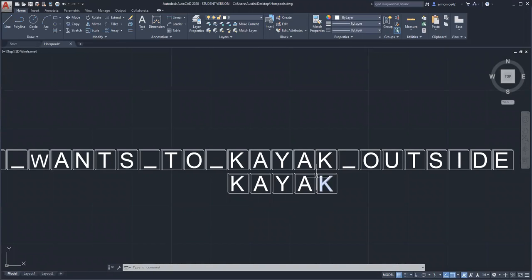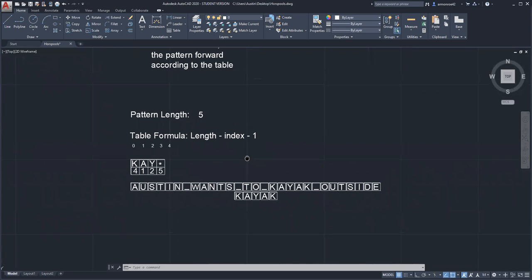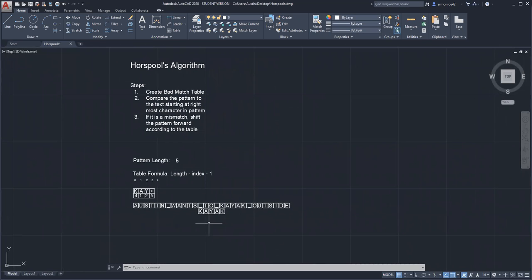Now, if we had it to where our pattern lined up so that our final character matched, like we would compare a K to a K and that would match, we would then just look to the next spot and use that comparison to find our bad match value. However, with this string, we did not have to come across that, making it even easier to complete the algorithm. So that is how you use Horspool's algorithm to do input enhancement with string matching.